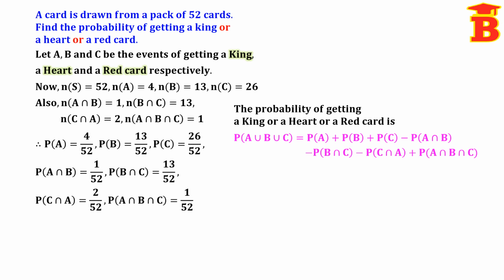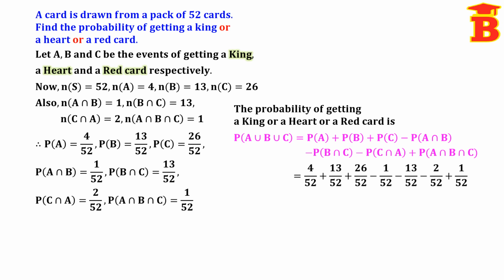This formula easily we can remember. First all the 3 single letters plus, and then 2 letters minus sign. That is A intersection B, B intersection C, C intersection A. And finally all the 3 letters again plus. Now we have all the values, just substitute and simplify, we can get the answer.